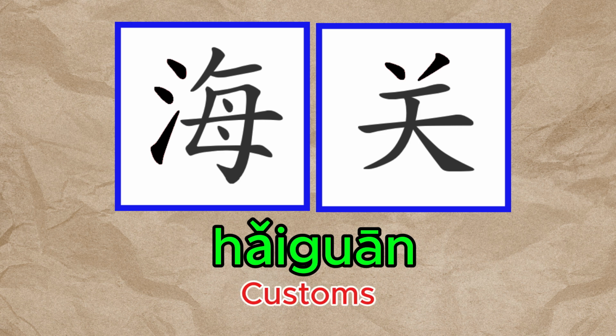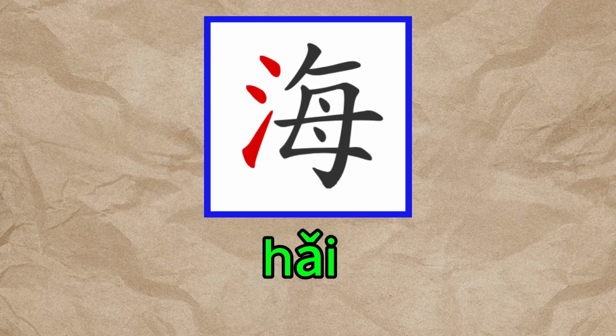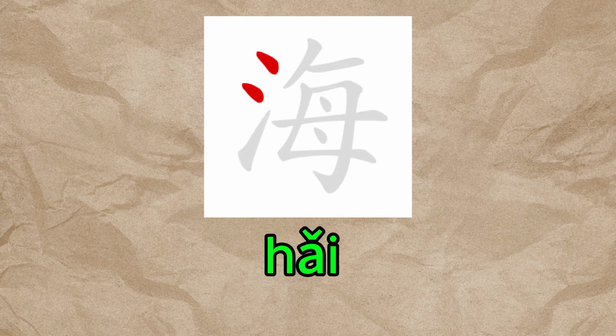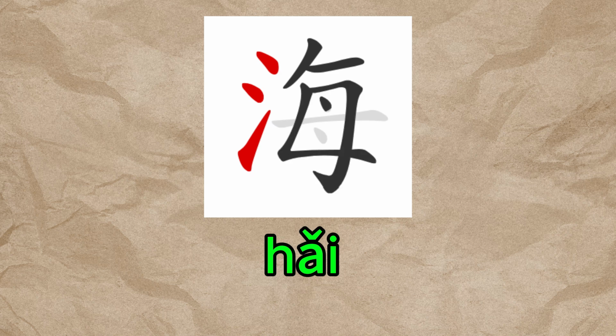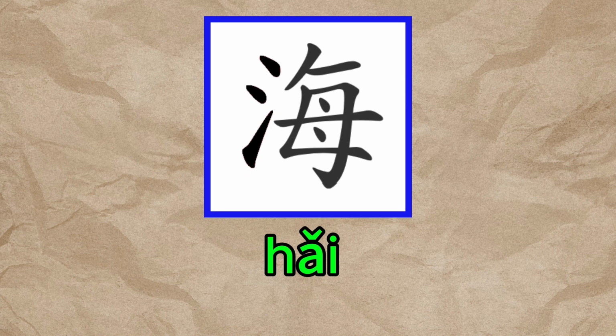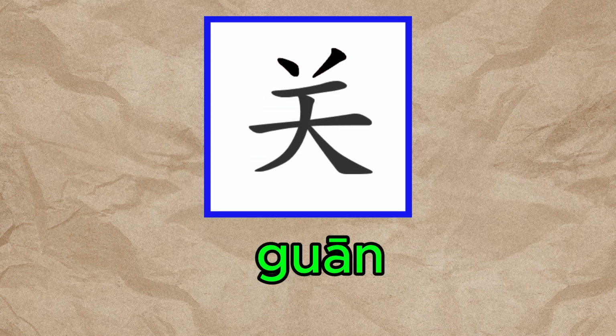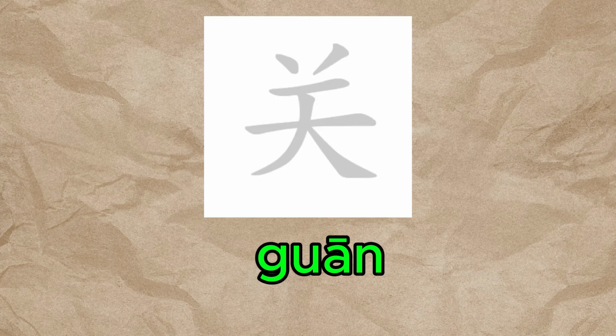Let's look at the first character. 海. It has 10 strokes. It has the water radical. It means sea or ocean. The second character is 关. It has 6 strokes. It has 关 as its radical. It means gate, barrier, or to close.